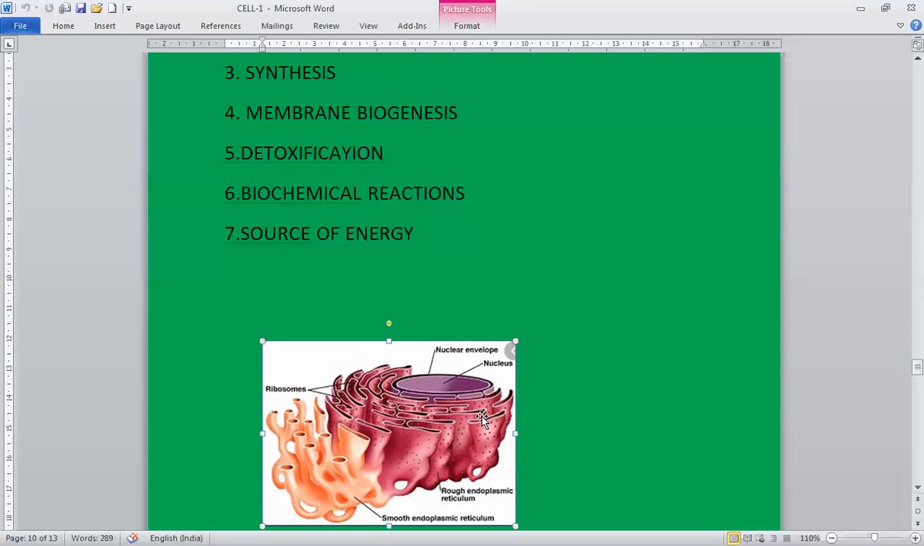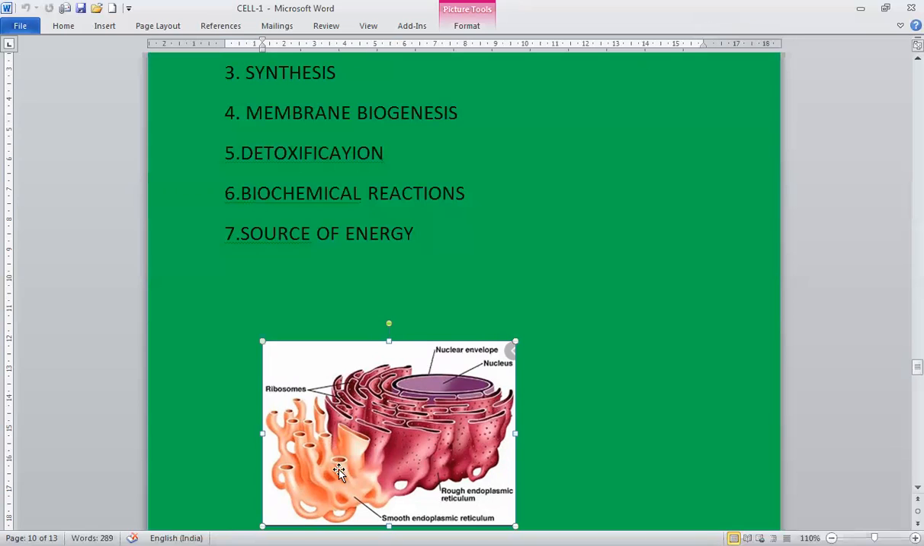And the last function is source of energy. The membranes of ER are the site of ATP synthesis also. They act as a source of energy for the metabolism and transport of materials within the cell. So it is a very important cell organelle.